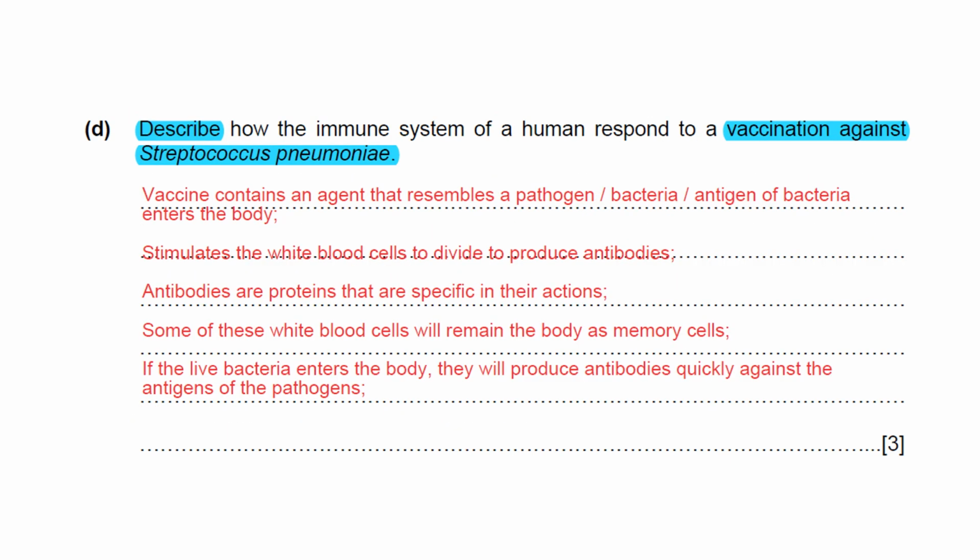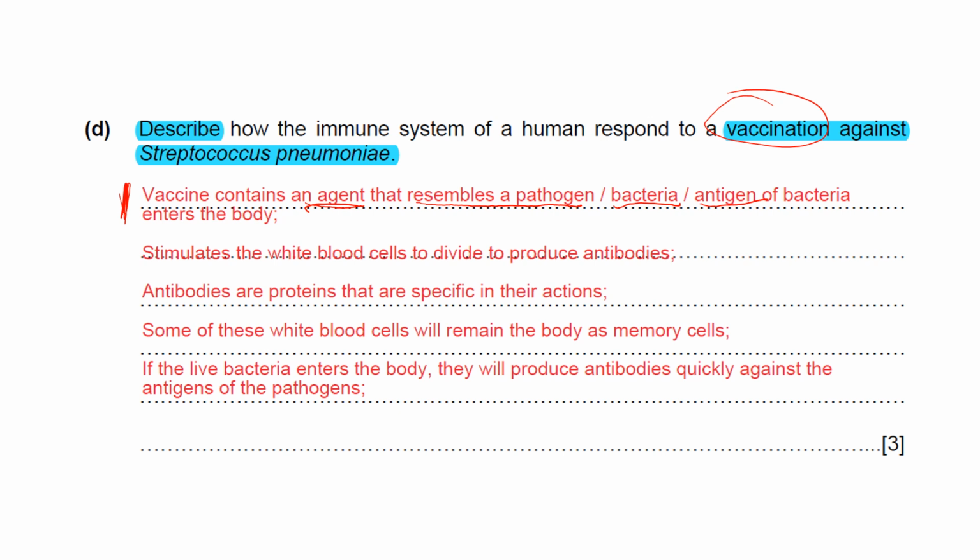D is a very straightforward question on what a vaccine is and what a vaccine does, despite how the question is phrased. So, describe how the immune system responds to a vaccination. It's the same idea. So number 1, talk about the vaccine. This is the definition of a vaccine. A vaccine contains an agent that resembles a pathogen or a bacteria or antigen. It doesn't really matter. Then you can continue to elaborate that it is made out of dead or weakened pathogens or contains parts. But this is the first line that you must write.